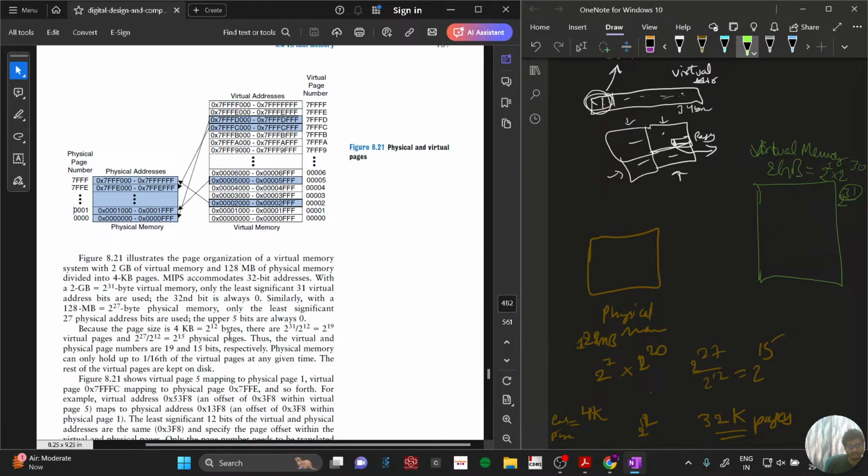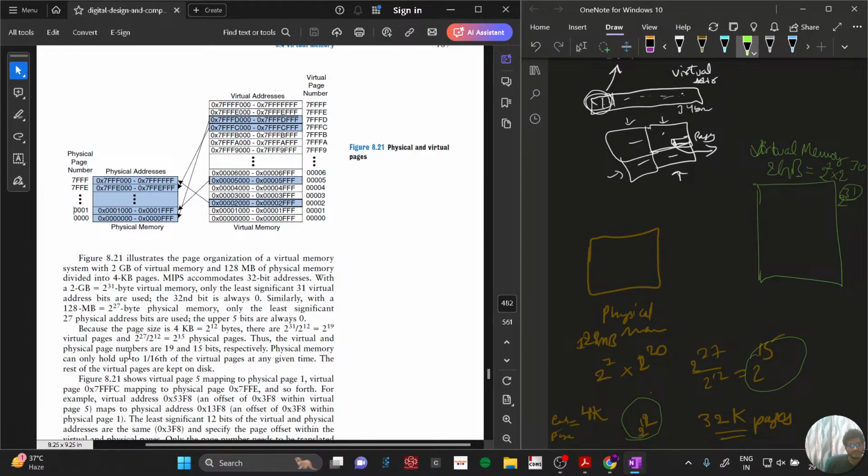Because the page size is 4 KB, which is 2 power 12, there are 2 power 19 virtual pages and 2 power 15 physical pages. So the virtual and physical page numbers are 19 and 15 bits respectively.